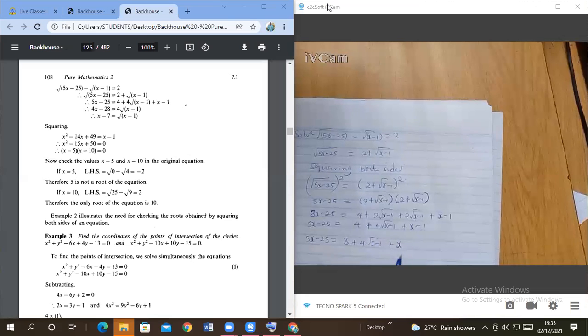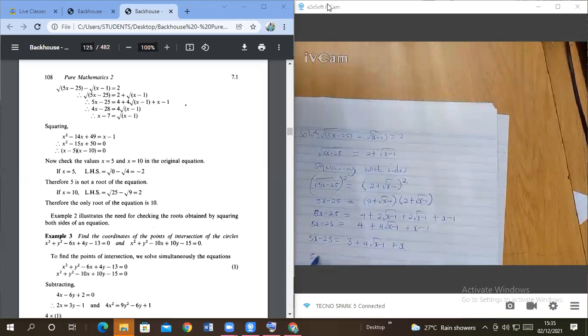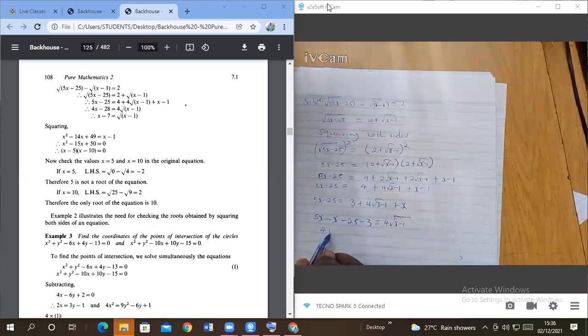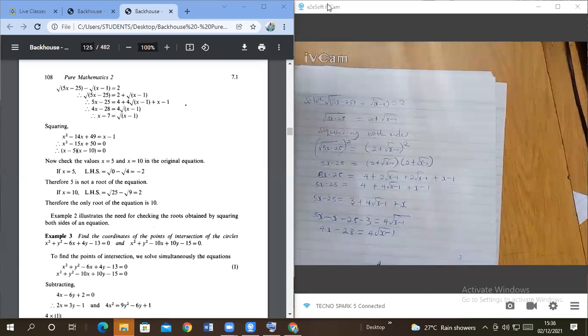So what we do, we bring these terms to the left. We now have 5x minus this x, minus 25 minus this 3, should give us 4 root of x minus 1. Now we have 4x minus 28 is equal to 4 root of x minus 1. Are we together?